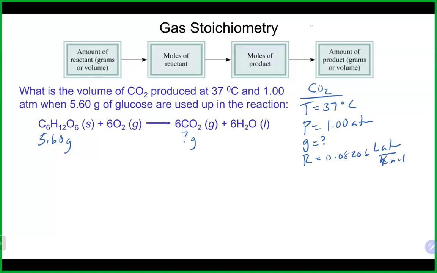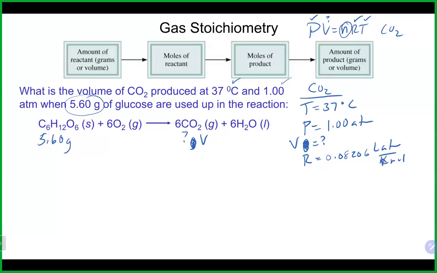So if we think about the ideal gas law here for CO2, we have the pressure given to us. We have the temperature. We have R. We are looking for the volume. I'm sorry, we're looking for the volume. The one thing that we are missing is the moles of CO2. So that is where the stoichiometry comes into play. So we kind of check off everything else that we use. The only thing that we did not use is the grams of glucose.